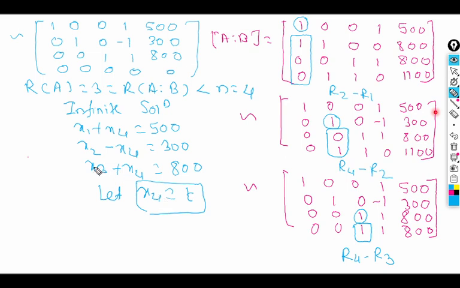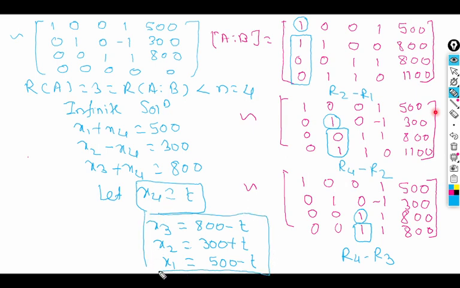If we replace x4 equal to t in the last equation, it gives us x3 equal to 800 minus t. Same x4 if I replace in the second last equation, x2 equals 300 plus t, and in the first, if I replace t here, x1 becomes 500 minus t. You will observe we got the solution in terms of the parameter t. So for the traffic flow network, there are infinitely many solutions.